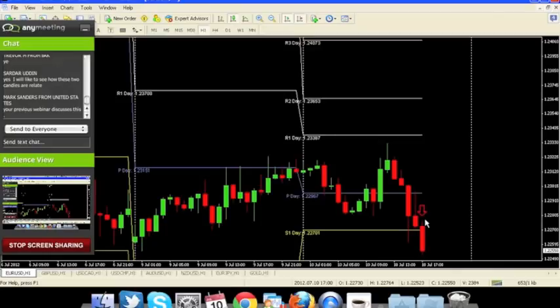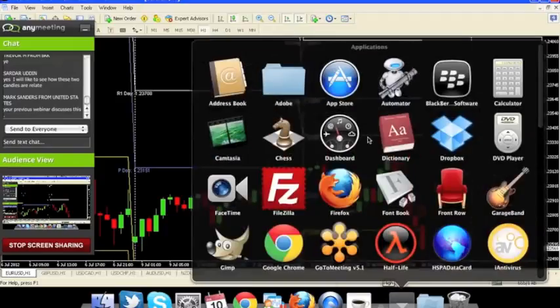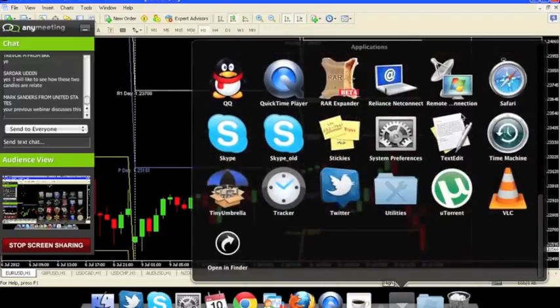That's Euro USD. Put Euro USD aside. You've taken a look at it already. Let me write this stuff down for you guys so you guys can see this.